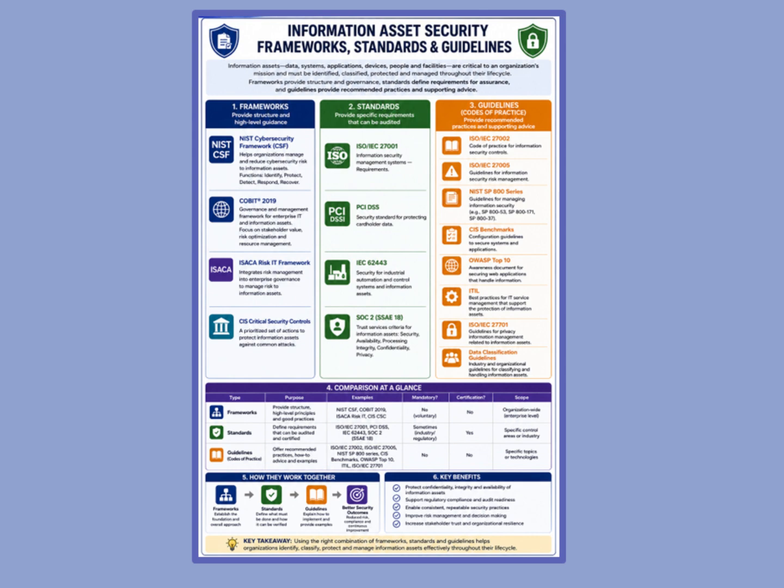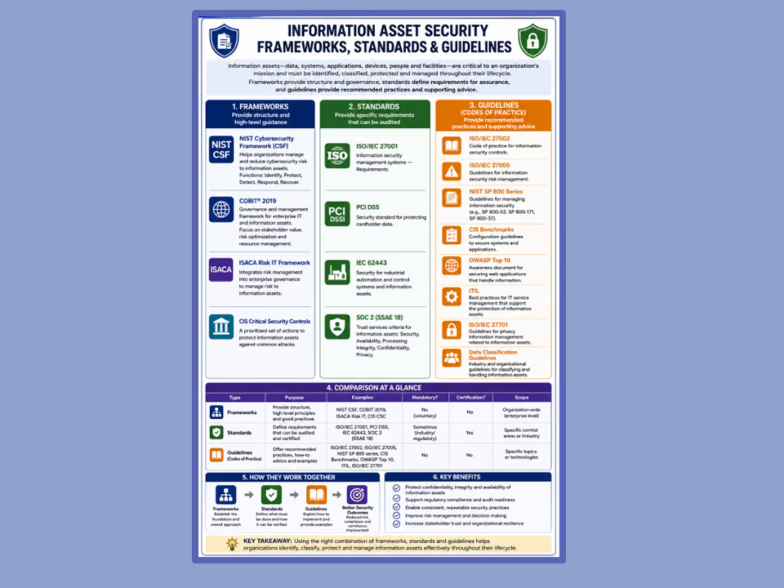ISO/IEC 27001 is a good example, as it defines the requirements for establishing, implementing, maintaining, and continually improving an information security management system. Other examples include PCI DSS, IEC 62443, and SOC 2 related assurance criteria. The third section focuses on guidelines, sometimes referred to as codes of practice. Guidelines provide recommended practices, implementation advice, and practical examples to support organizations in applying security controls effectively.